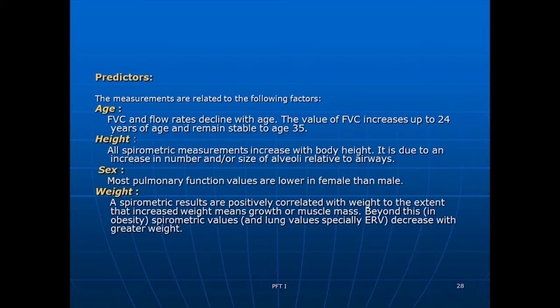And patients that have morbid obesity, their pulmonary function values are going to decrease because of all this weight impinging upon the lungs. So their lung volumes and capacities are going to be lower because of this abdominal girth impinging on their lungs. So again, the predictors: age. The older you are, the lower your pulmonary function values are.